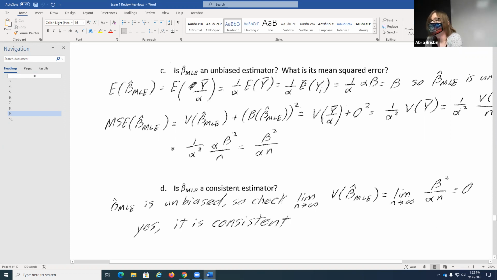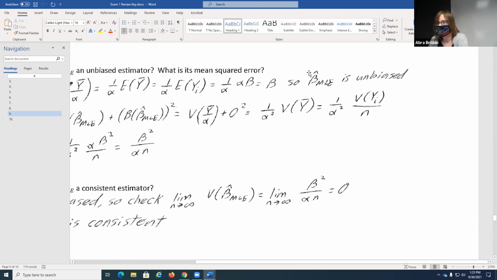Be sure that if you needed to, you could sketch a proof of that. In a problem like this, I don't expect it, but in a problem that explicitly asks you to prove that, then you might need to. We already used the fact that the expected value of y sub i from a gamma distribution is alpha times beta. So here we have 1 over alpha times alpha beta, so that's equal to beta. That proves that our maximum likelihood estimator of beta is unbiased.